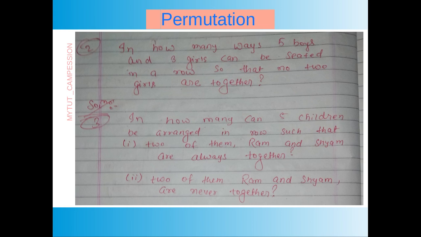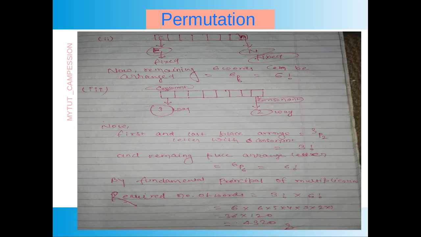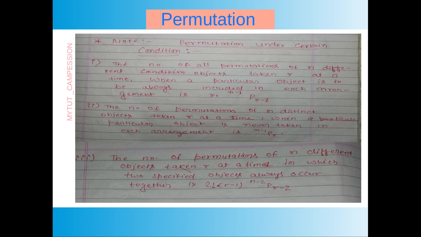Okay, to solve this question, first solve for Ram and Syam always together, similar to the second question where 2 girls are together. So the arrangement of 5 children where Ram and Syam are always together is, apply condition number 3. The number of permutations of n different objects taken r at a time in which 2 specified objects always occur together is 2 factorial (r minus 1) into (n minus 2)P(r minus 2).